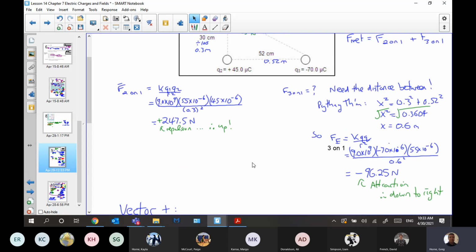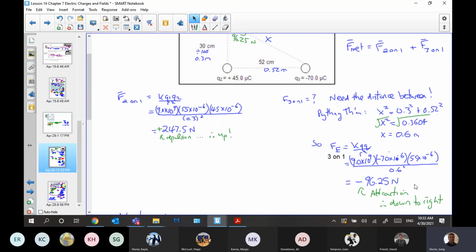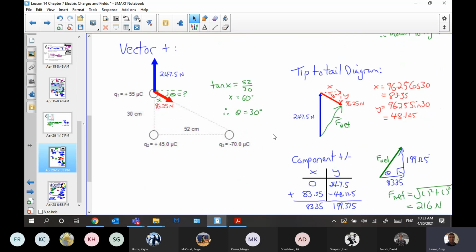Now those are your two force values, and then you have to think about what the directions are. The green there is me going back to the diagram and saying it's a repulsion, so it's straight up. And this one is an attraction, down to the right for now. I'm going to need more than that to actually figure it out, so you need the angles and so on. So there's the detailed diagram. That's the theta I decided to calculate. The x value is 60, and therefore theta is 30.